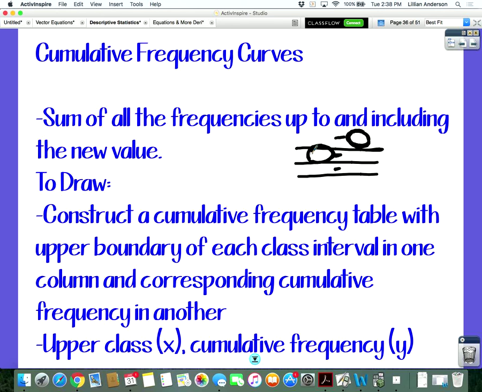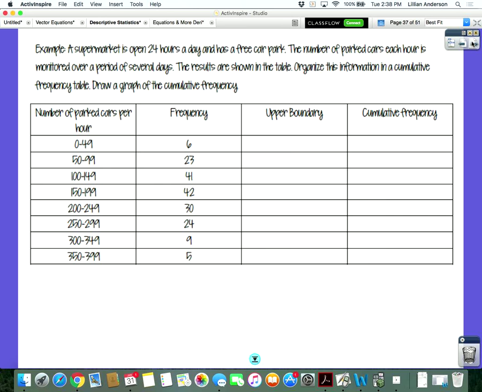After that, you would need to graph it. Your upper boundaries go on your x-axis, and your cumulative frequencies go on your y-axis. Looking at this example, the supermarket is open 24 hours a day and has a free car park. The number of parked cars in each hour is monitored over a period of several days. The results are shown. We're going to create a cumulative frequency table and then graph this information.